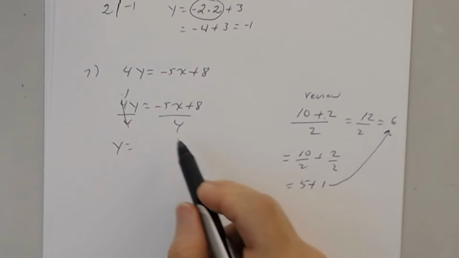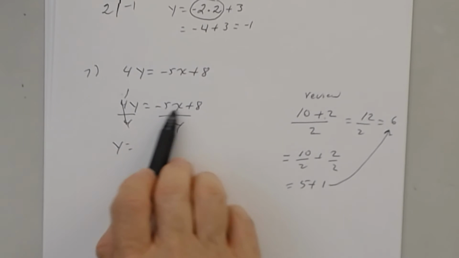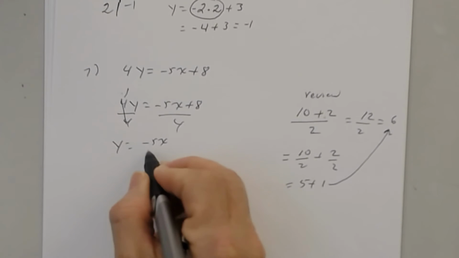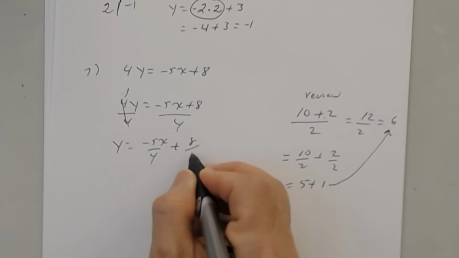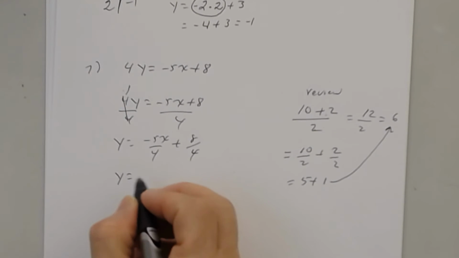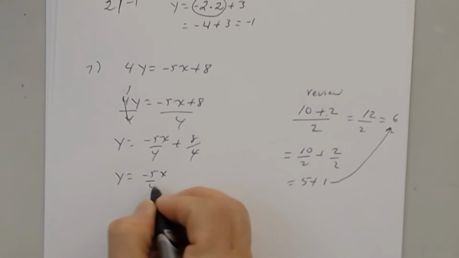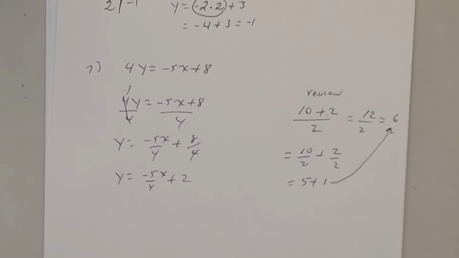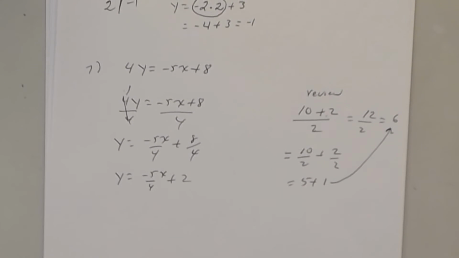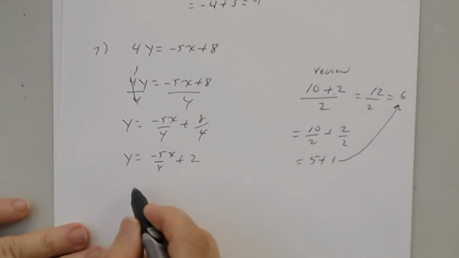So using this idea, I can do that here. So I can take every term that's in the numerator and divide it by 4. So I get negative 5x divided by 4 plus 8 divided by 4. But what's 8 divided by 4? 2. So I get y equals negative 5 fourths x plus 2. And now that looks like 2 of the problems we had earlier. So you want to choose numbers for x that are divisible by 4. Choose values for x that are divisible by 4.